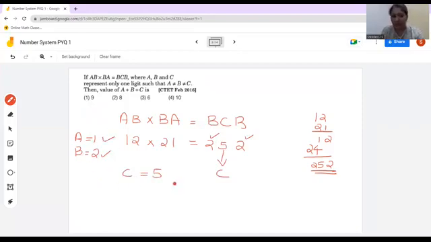So what is our question? What is the value of A plus B plus C? 1 plus 2 plus 5. What is the answer? 8. So option 2 is the correct answer. Okay, this question we can solve based on assumption.